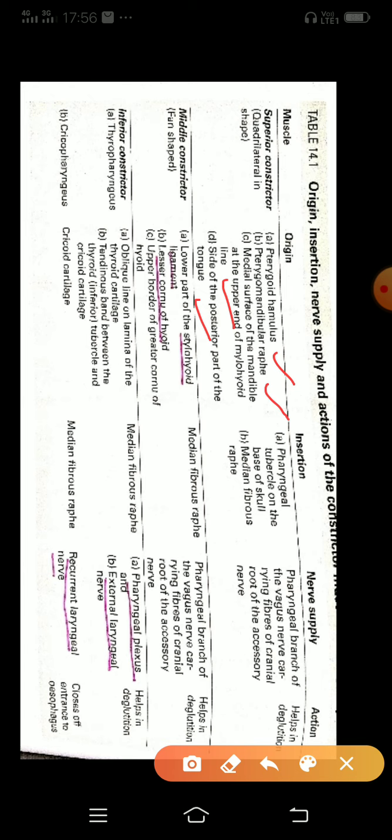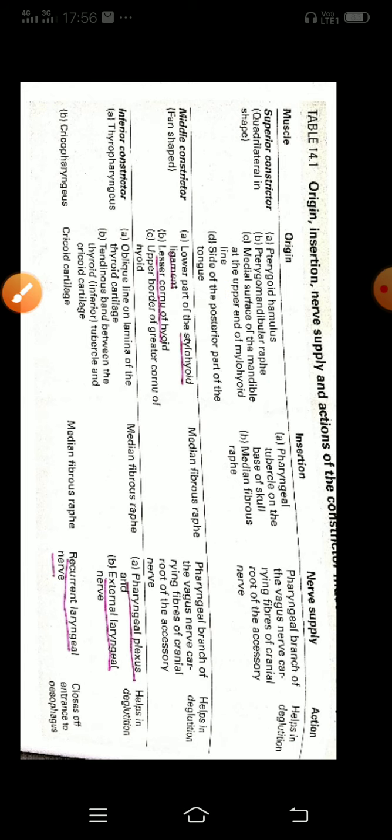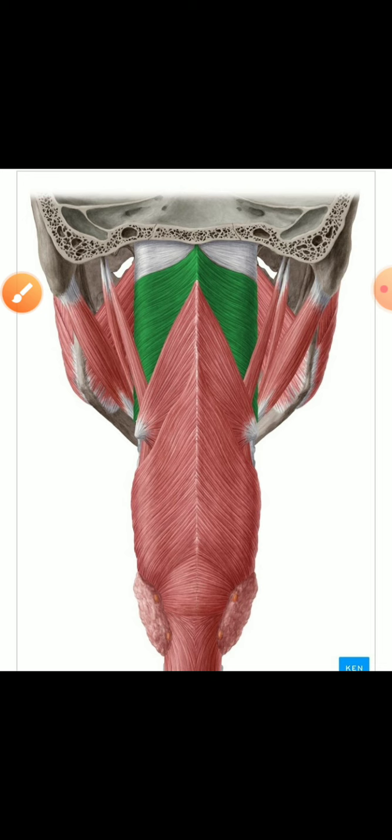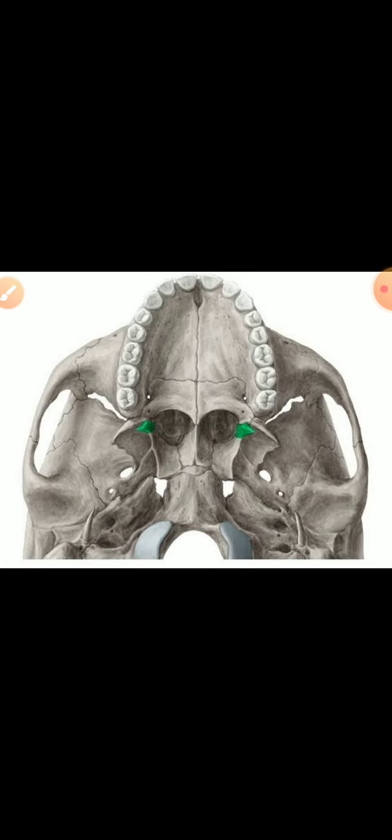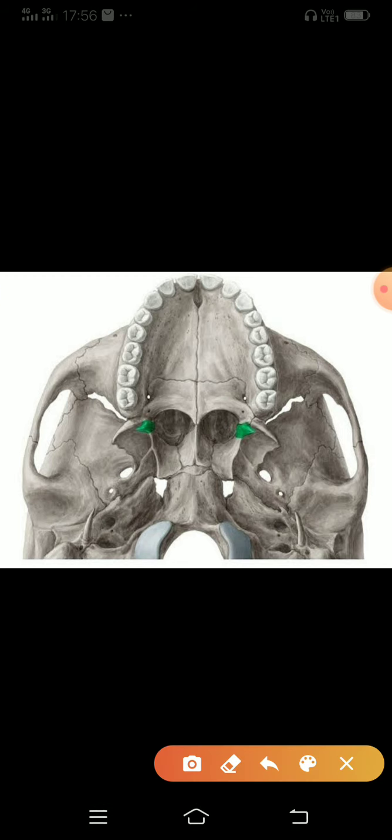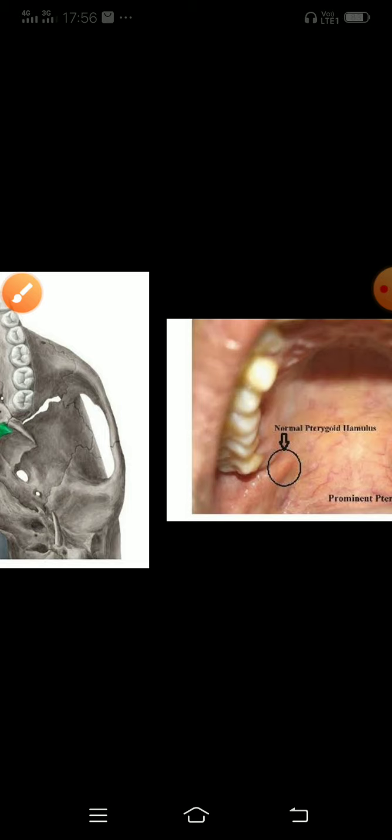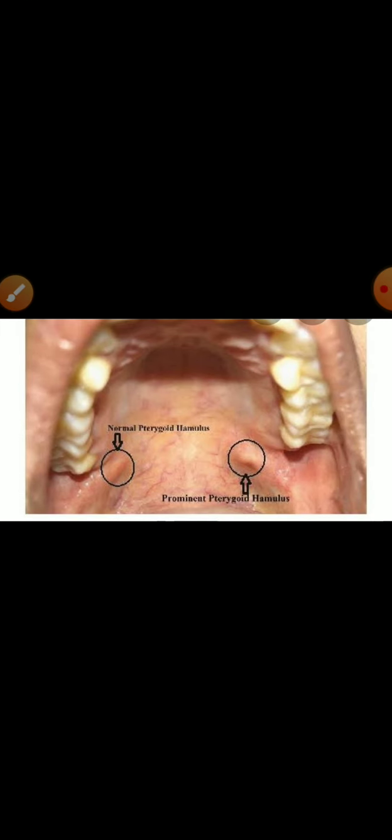So this is the origin. I'll show you in pictures. This is the superior constrictor muscle. As you can see, the green muscle shown here is the superior constrictor muscle. What is the pterygoid hamulus? This is the pterygoid hamulus, the green shaded portion in the basal view of the skull. It can also be seen in your palate. You can feel it with your tongue. In some people it is more prominent.